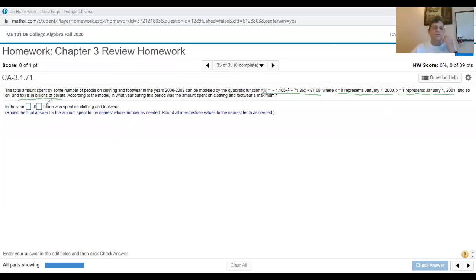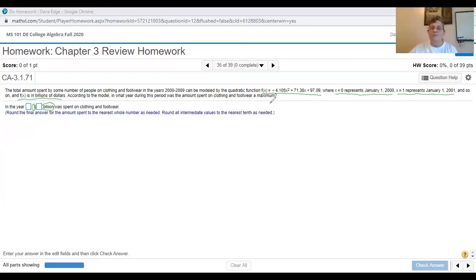Okay, this is not going to be a problem because they are using the billions of dollars as the unit. So all we need is the number minus all the zeros. According to the model, in what year during this period was the amount spent on clothing and footwear a maximum?